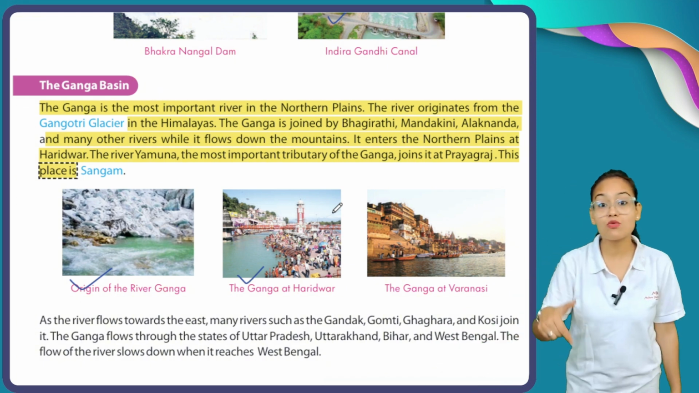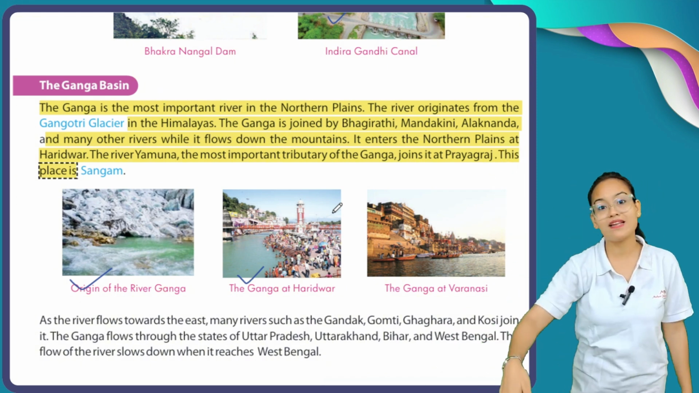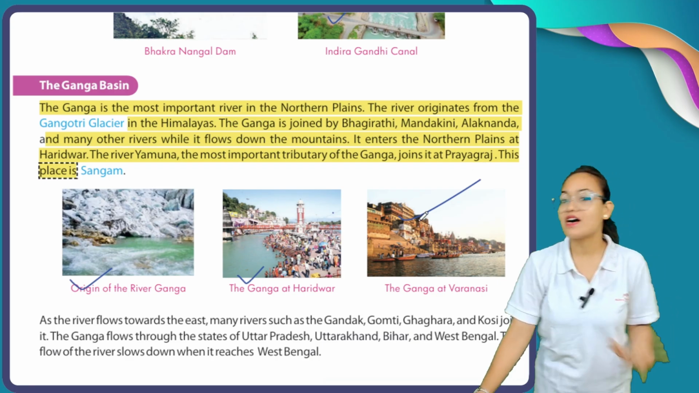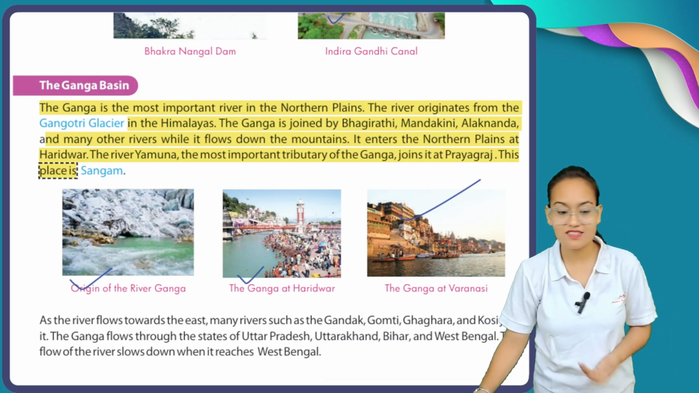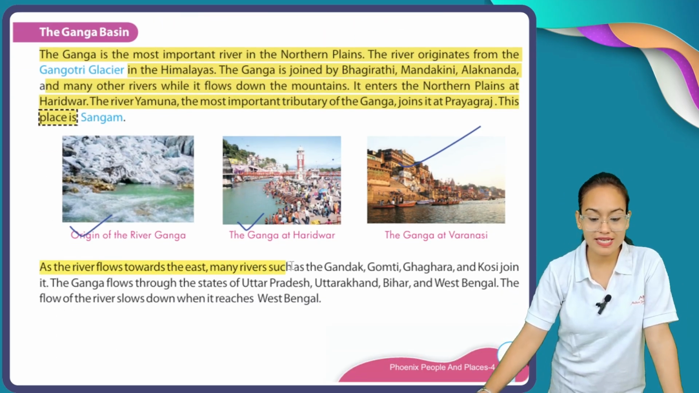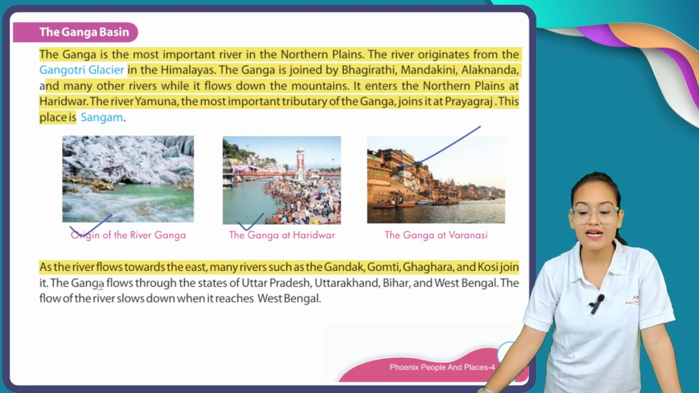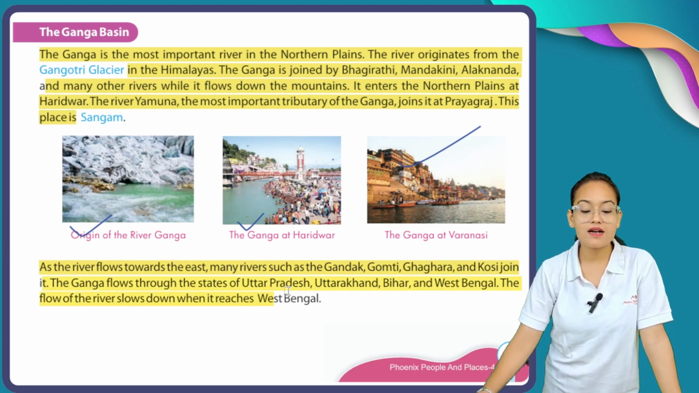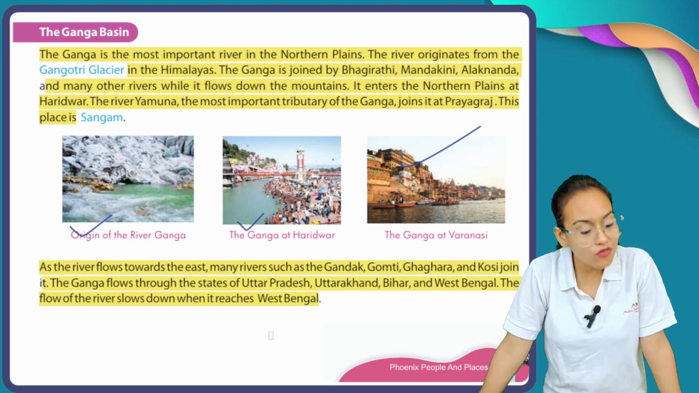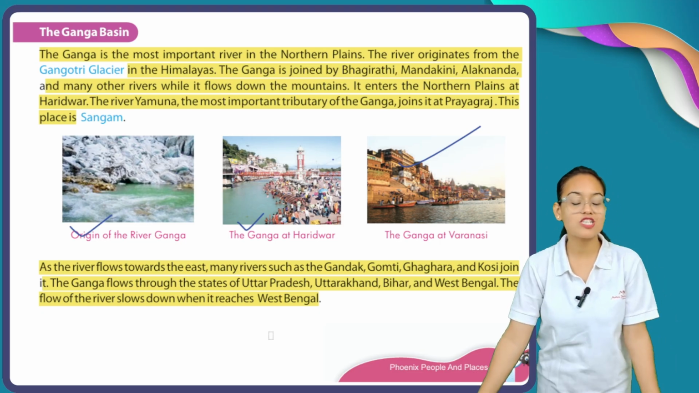Haridwar. At Haridwar, Ganga came to the plain area from the mountains. And this is the Ganga at Varanasi. Varanasi is famous for its Ganga Ghats. Now, as the river flowed towards the east, many rivers such as Gandak, Gomti, Ghagra, and Koshi join it. The Ganga flows through the states of Uttar Pradesh, Uttarakhand, Bihar, and West Bengal. The flow of the river slows down when it reaches West Bengal.